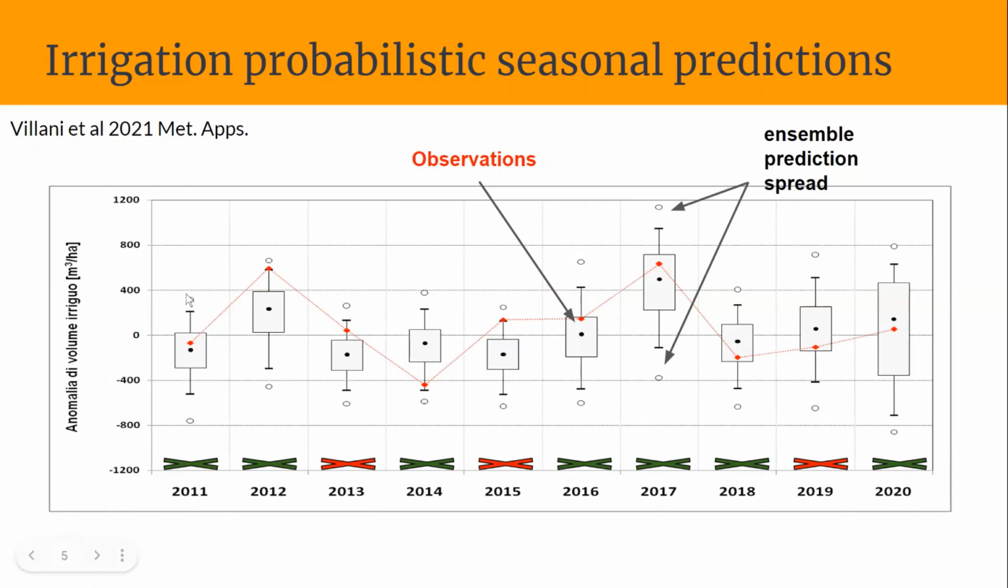The box plot represents the extension of the forecast, with the blue dots representing the median, while the red line represents the observations. And you can see that the probabilistic forecasts are actually able to capture the sign and sometimes the amplitude of the anomaly in most of the years, which is already a great result for seasonal forecast.